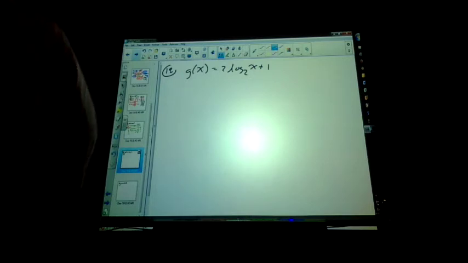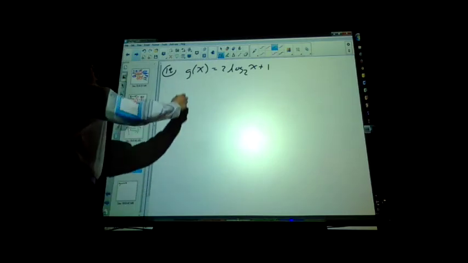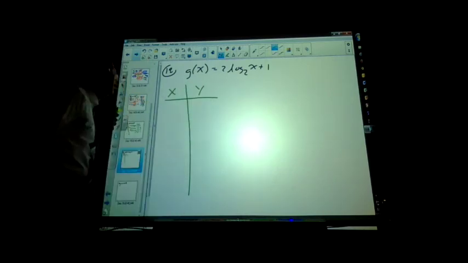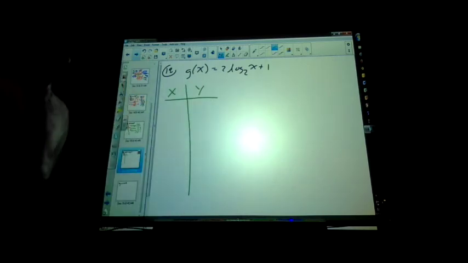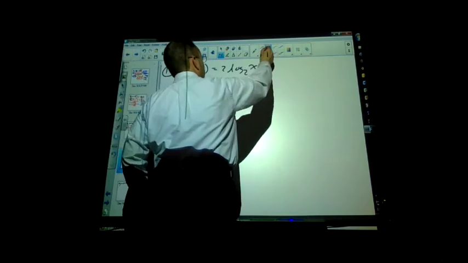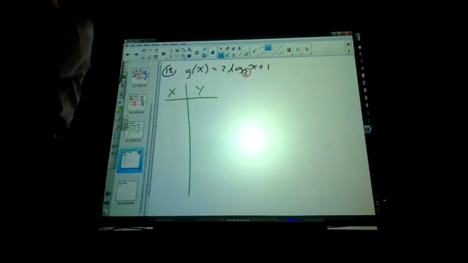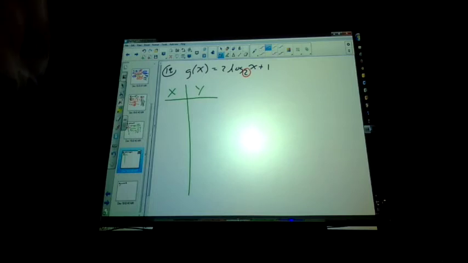I have no idea what this graph's going to look like. It's logarithmic. So, let's think about this. T-table. All right. Some things I want you to consider here. I want numbers that can be formed as exponents with a base 2.